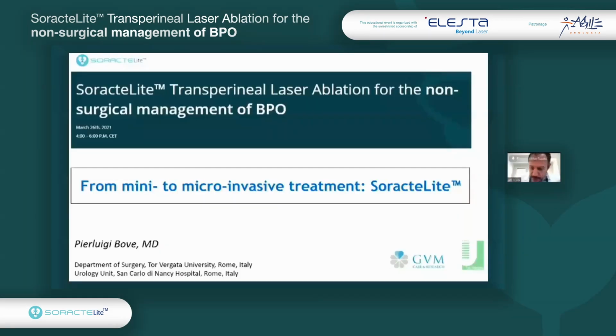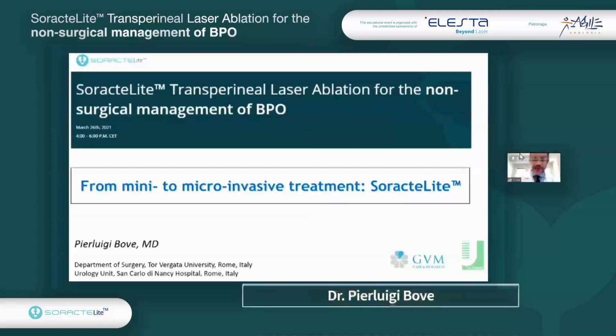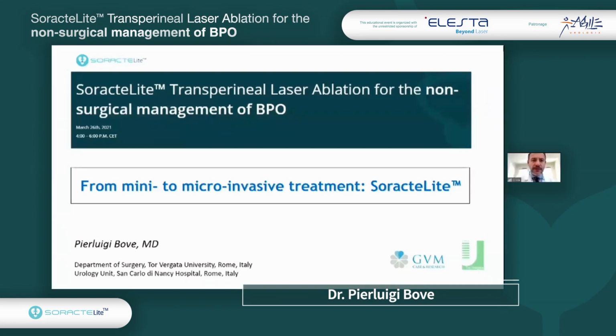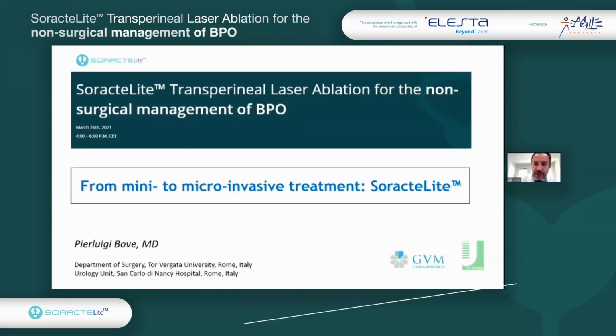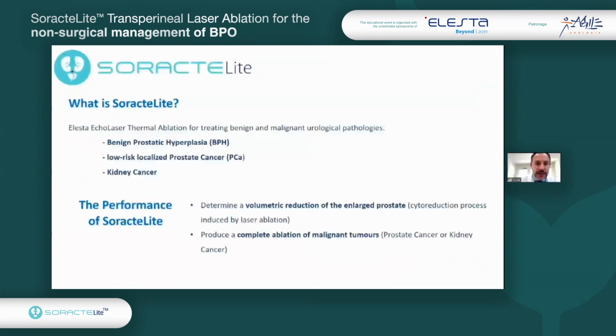So now it's the moment to start with the presentation of this new device, the SoracteLite Transperineal Laser Ablation for the non-surgical management of BPO. With this presentation, we will move from a mini to a real micro-invasive treatment, where we will not use the urethra to treat BPH, but will move from the outside to the inside using the perineum.